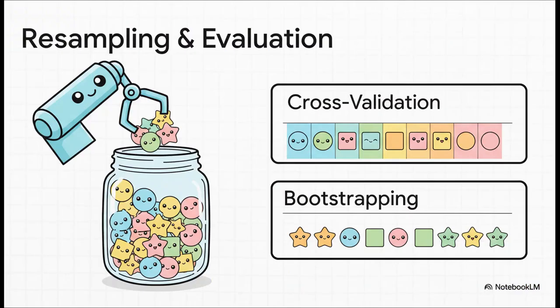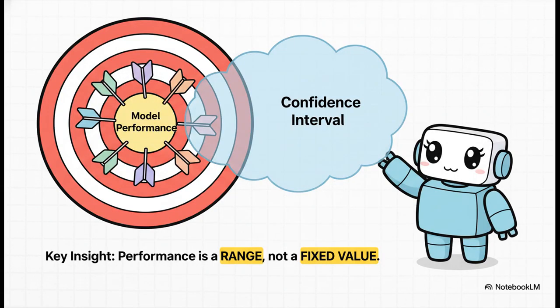Beyond that, we have other awesome techniques like cross-validation and bootstrapping. The basic idea is pretty simple. Instead of just testing your model once, you chop up your data into different pieces and test it over and over and over again on different combinations. This gives you a much more robust and realistic picture of how your model will actually perform when it's out in the real world. And this leads to a really critical insight.